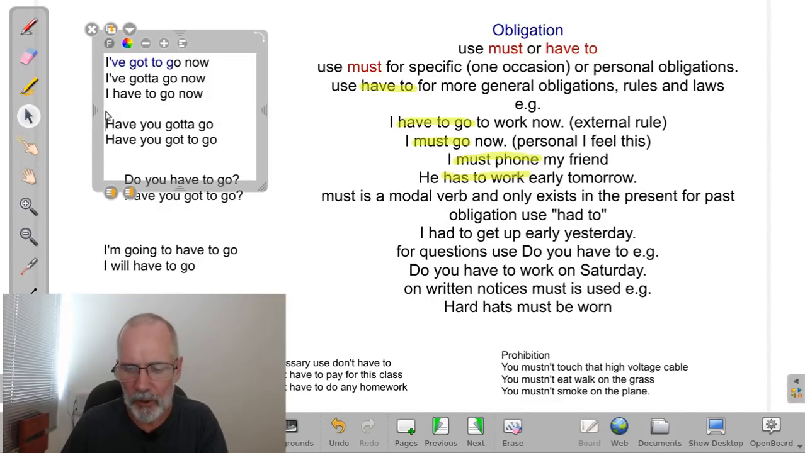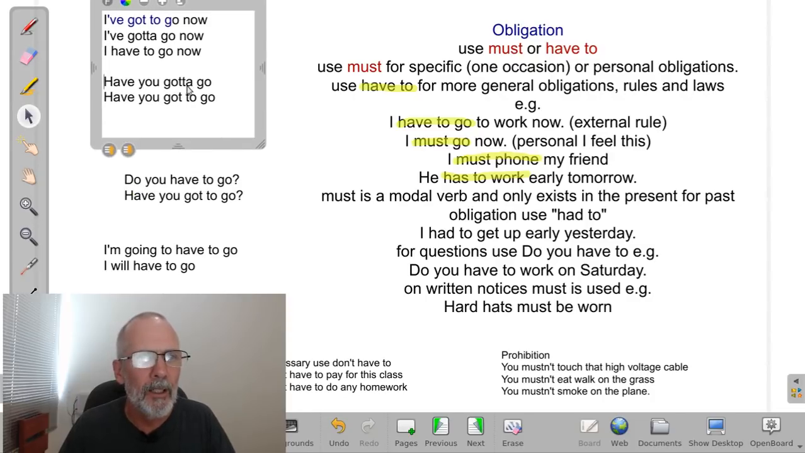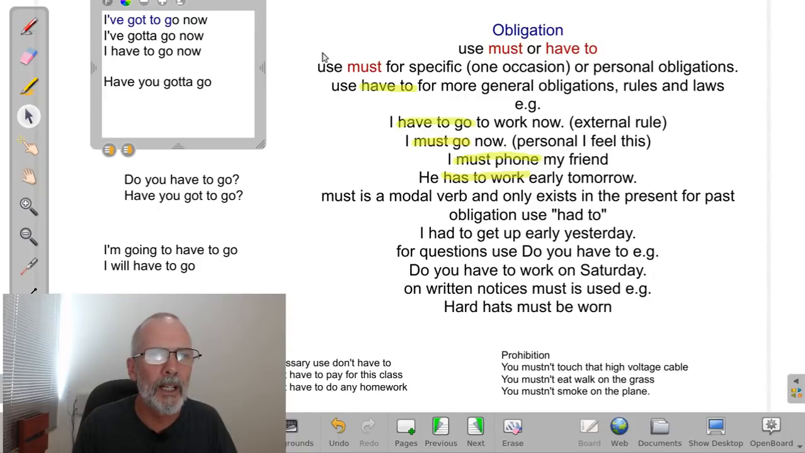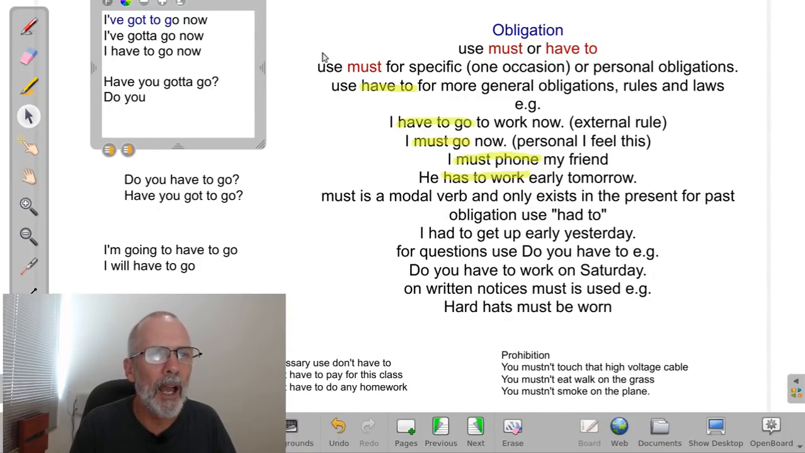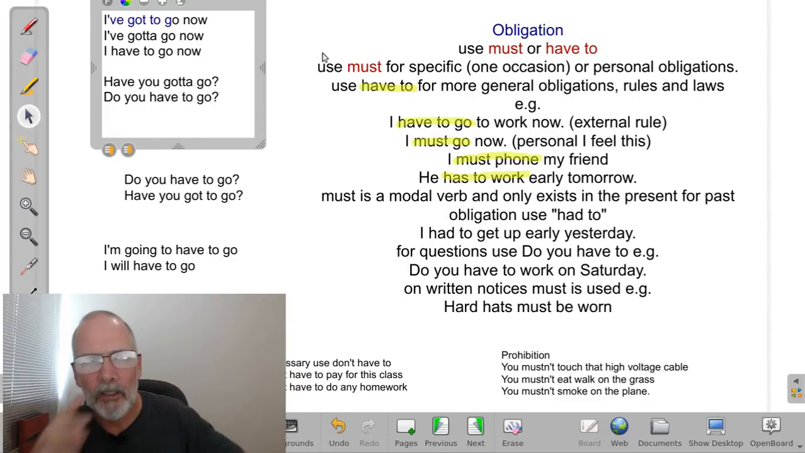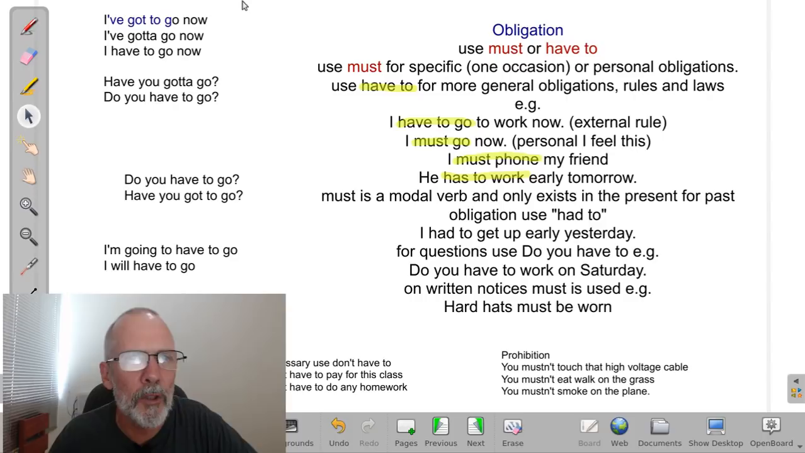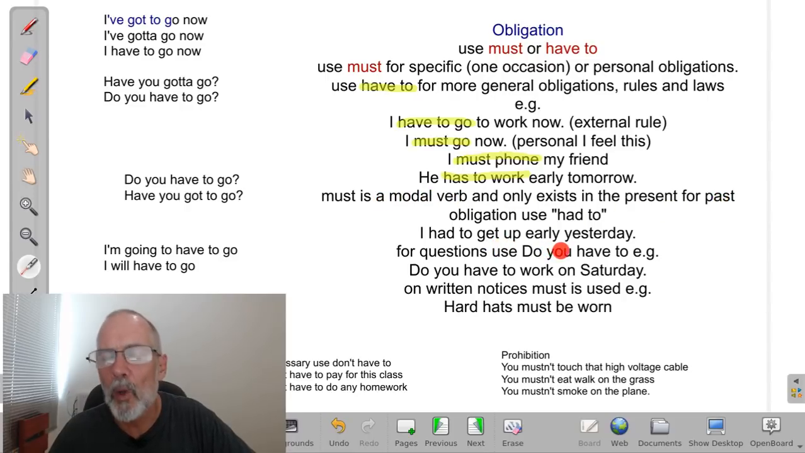We could ask the questions in three ways. Have you got to go? Or, probably in the USA, you're more likely to hear, do you have to go? But I've gone off the subject a bit. It just occurred to me when I was explaining this. So must, back to the main theme here, must only exists in the present. For questions, use do you have to or have you got to.